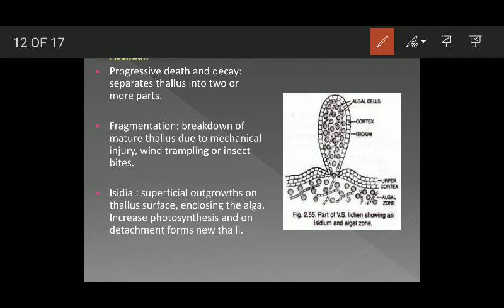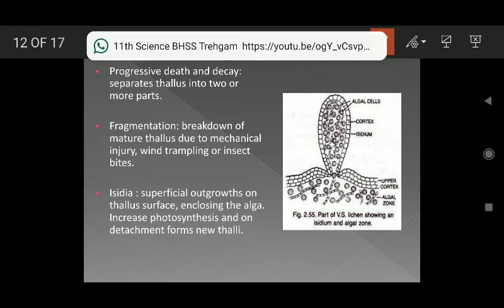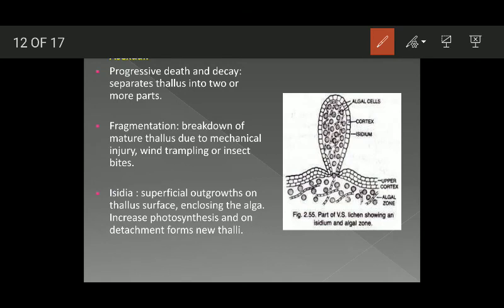Fragmentation simply means when the mature thallus breaks down into many small fragments, due to mechanical injury, or sometimes it can occur due to strong winds, or sometimes insect bites. So by a number of methods, by a number of agencies, the thallus breaks down into two or more fragments, and each fragment is capable of generating a new thallus.